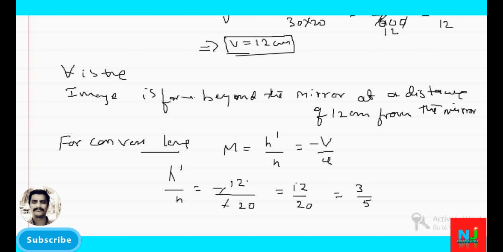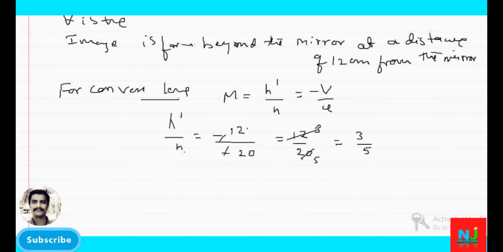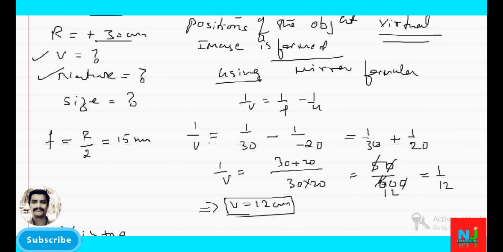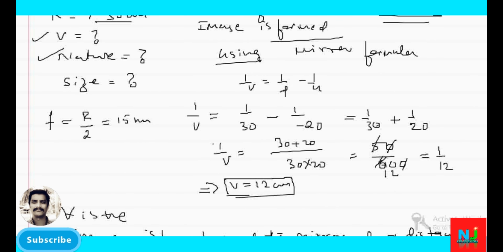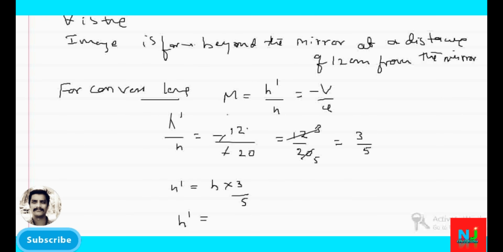4 3s are 12, 4 5s are 20. So that is 3 by 5. Now h dash is equal to h times 3 by 5. What is the value of h? It is given in the problem. It is equal to 5 centimeter.